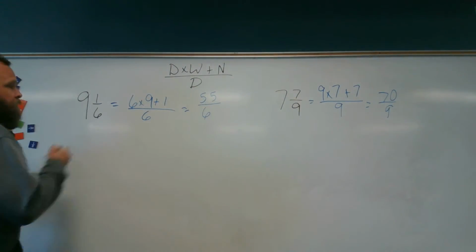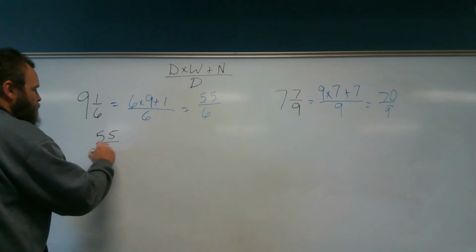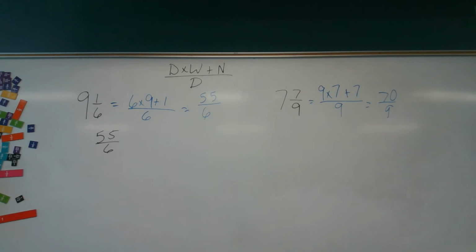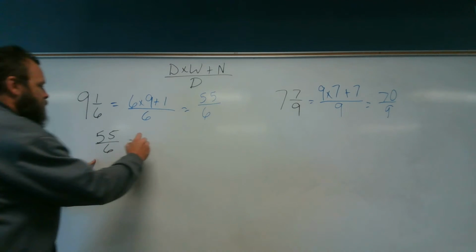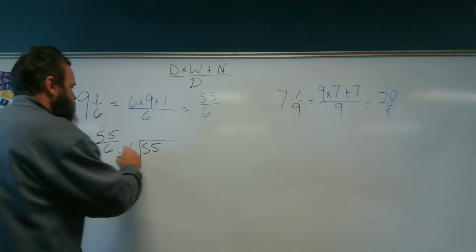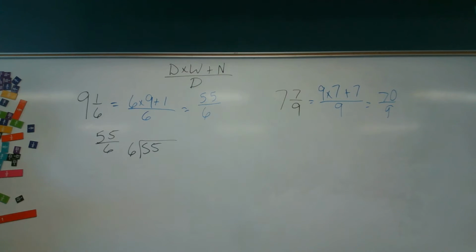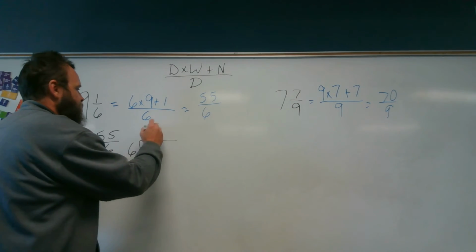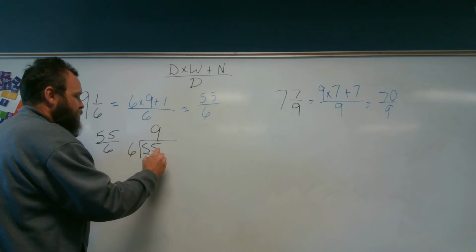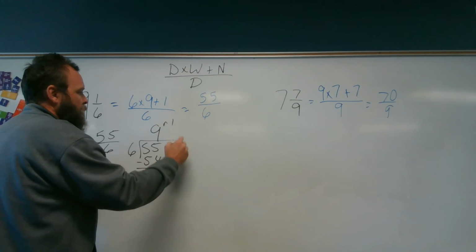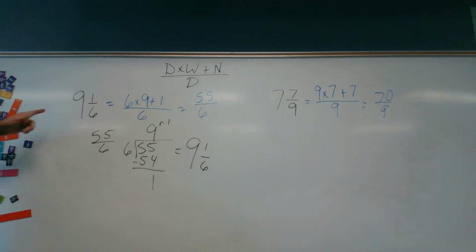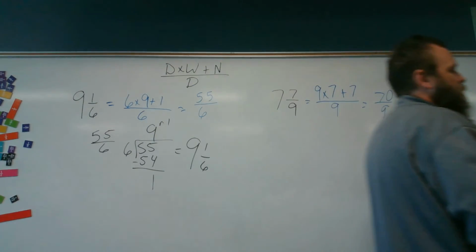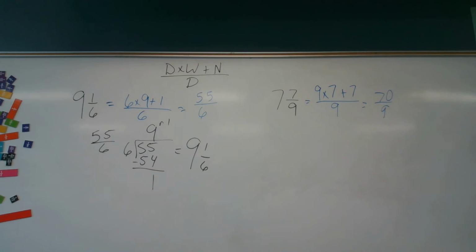We're going to take 55/6, which, since a fraction's basically a division problem, says 55 divided by 6. 6 goes into 55 9 times. 9 times 6 is 54. Subtract, I get 9 remainder 1, which is 9 and 1/6, which is the same. So that mixed number and that improper fraction are equivalent.